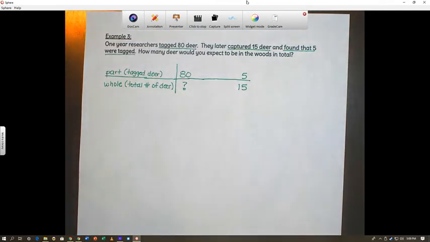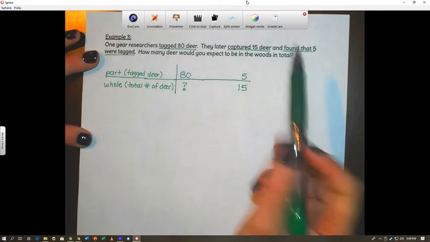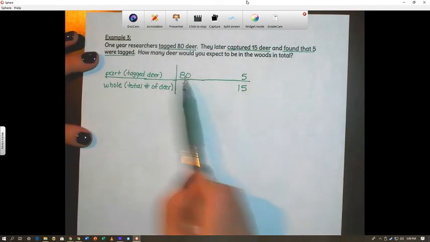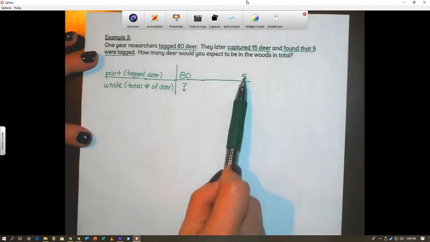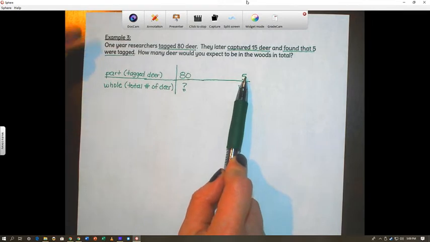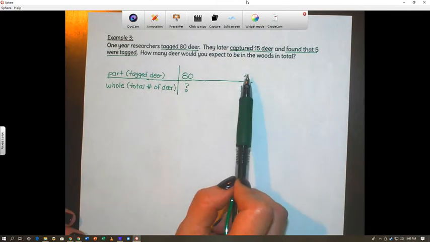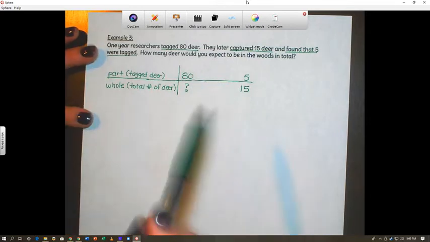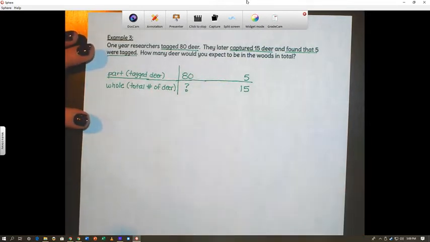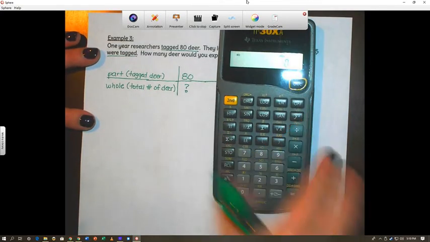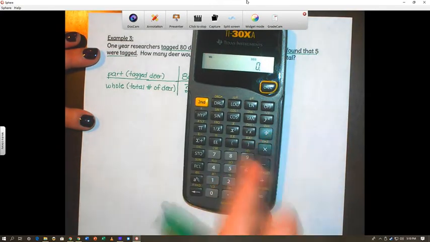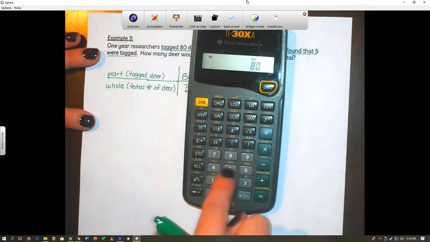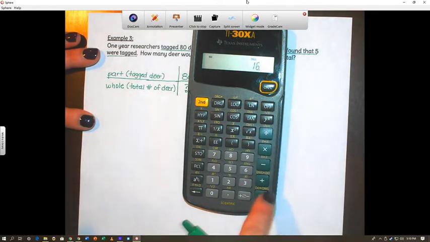So I'm going to kind of work backwards now. You could think of this one of two ways. How could we go from 80 to 5? The value's getting smaller, so we're going to divide probably. Or how could we go from 5 to 80? I'm going to think of it like that. 5 times what will give us 80? So I'm going to do 80 divided by 5. And I get 16.